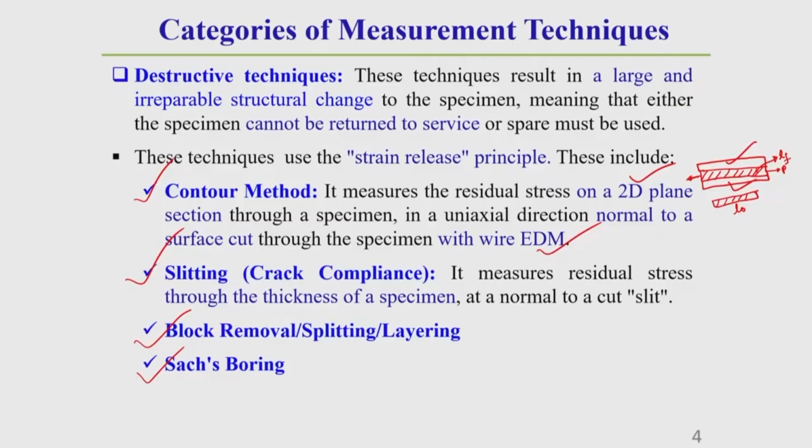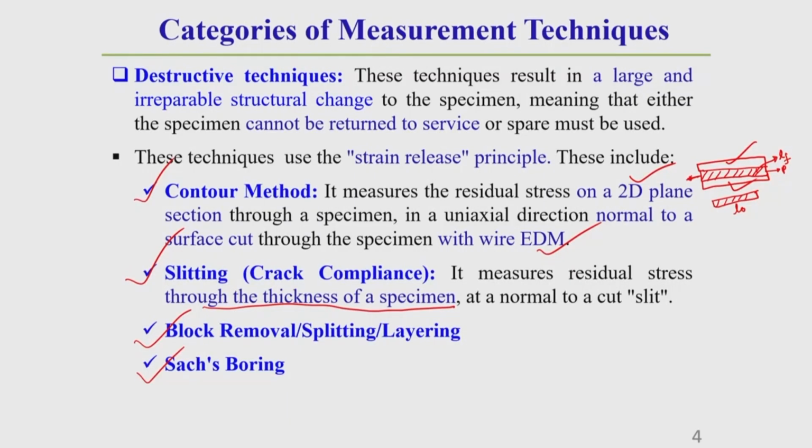Another method is called the slitting method. Instead of a 2D plane, this method is used to measure through the thickness of the specimen; you should keep this in mind. Here a cut is made at a normal, which is called a slit. By this slitting operation we generally measure the residual stress through the thickness of the plate, okay. And block removal, splitting, and layering techniques are more or less similar types of techniques that I will discuss in detail in a subsequent slide.